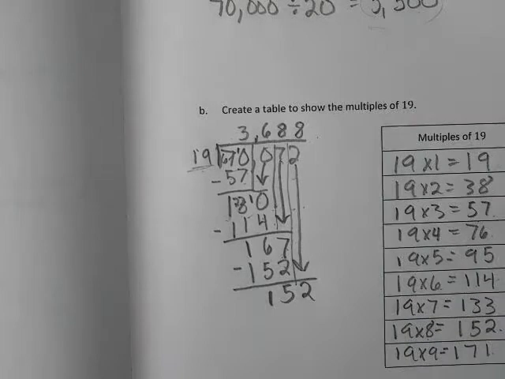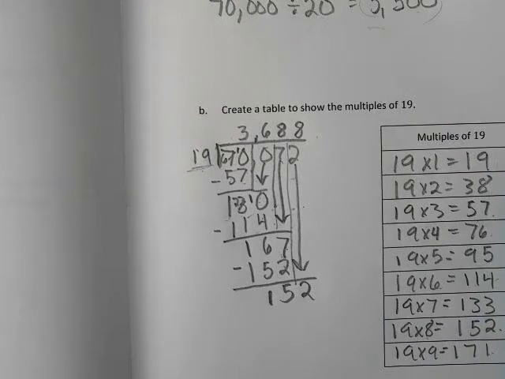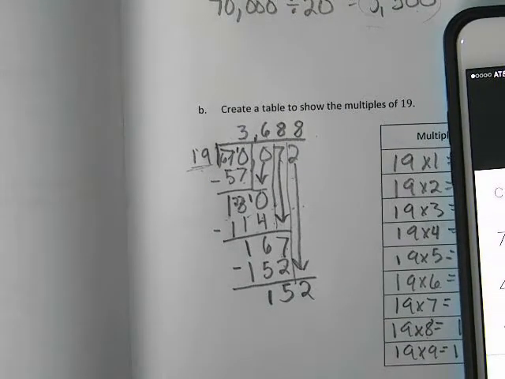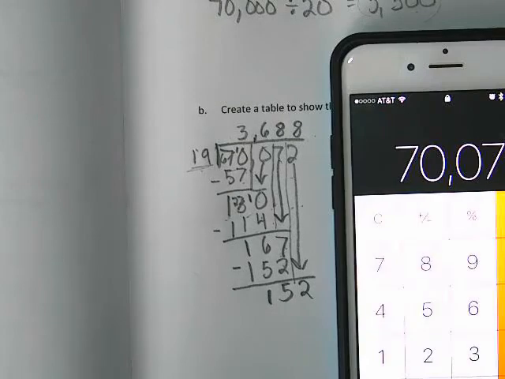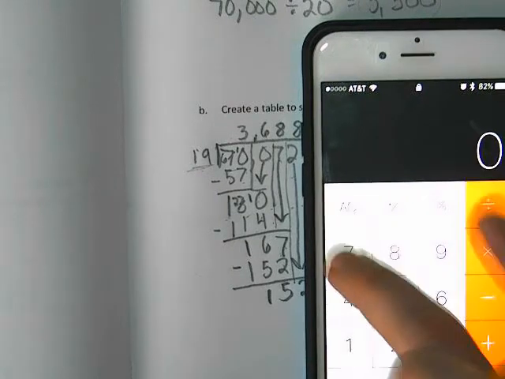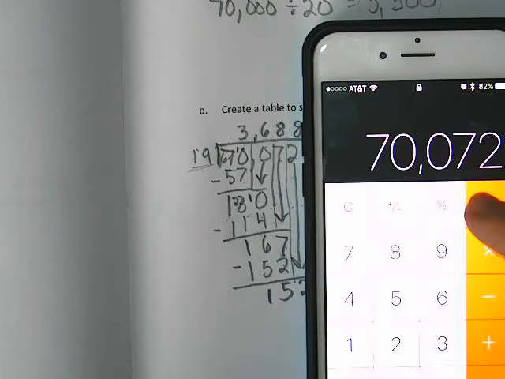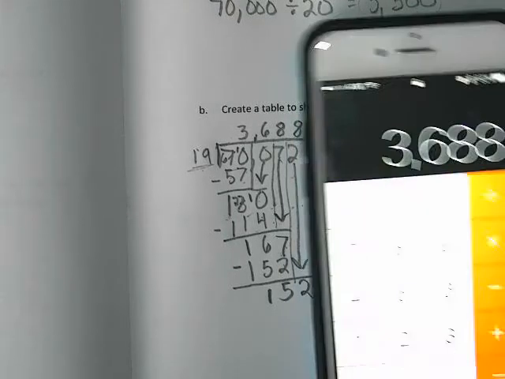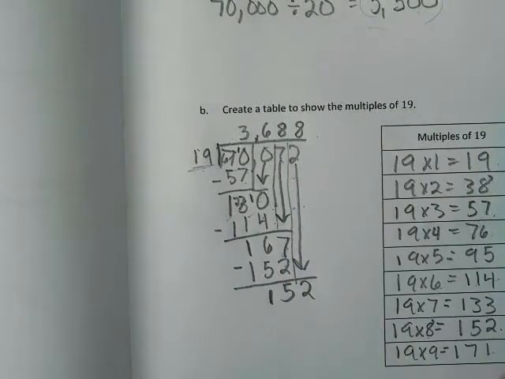So I'm going to take my 70,000, or my 70,072. Why is it not doing that? 70,072 divided by 19. 3,688. My answer is correct.